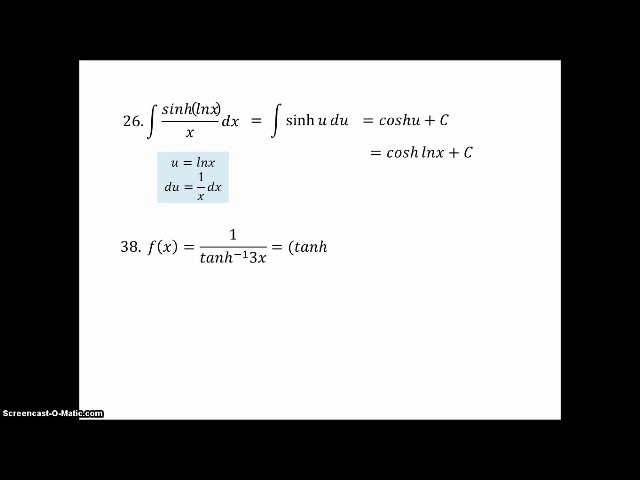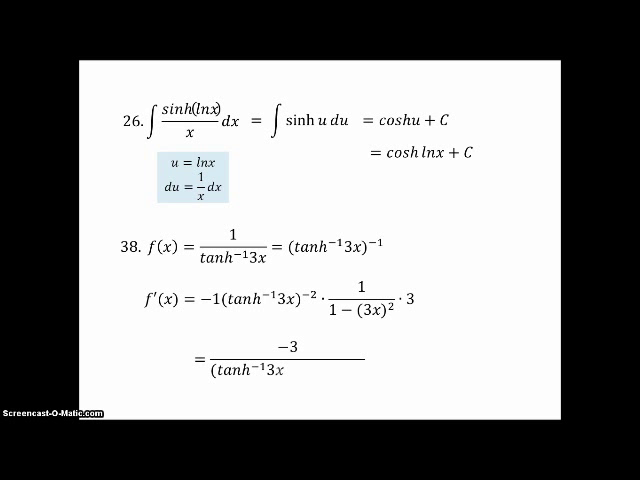Number 38, they want you to take the derivative of this, I believe. So using our handy dandy notes and the chain rule, the -1 comes down. We reduce the power to -2, and then the derivative of hyperbolic tangent is 1 over 1 minus the quantity squared. And then that quantity also has a derivative of 3. And that can be cleaned up a little bit, but not much.